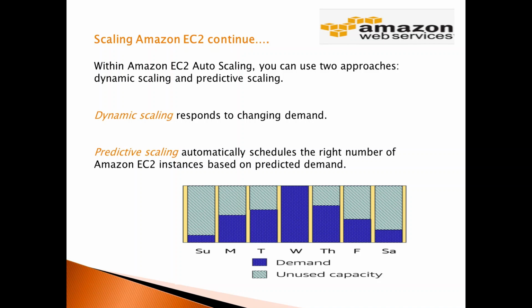In predictive scaling, you just predict the demand, and then you use the right number of Amazon instances. If we take an example, demand increases day by day and then suddenly it decreases. So as per the prediction, you just set the right number of Amazon EC2 instances.